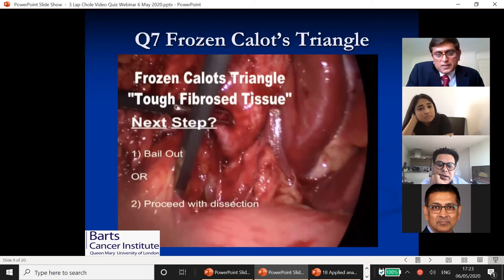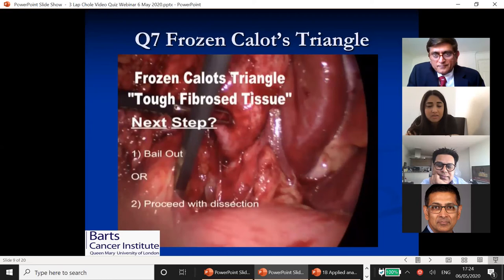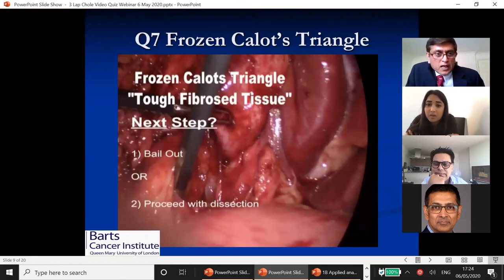the Calot's triangle. So looking at the picture, Lillian, what's the condition? What do you see over there? You're muted. Sorry, the main worry here is that the CBD might be tenting up into Calot's triangle, and you're not. What's the condition called? You got a stone over here. A Mirizzi. Mirizzi. So that's what we're looking for. And bail out or proceed with dissection?